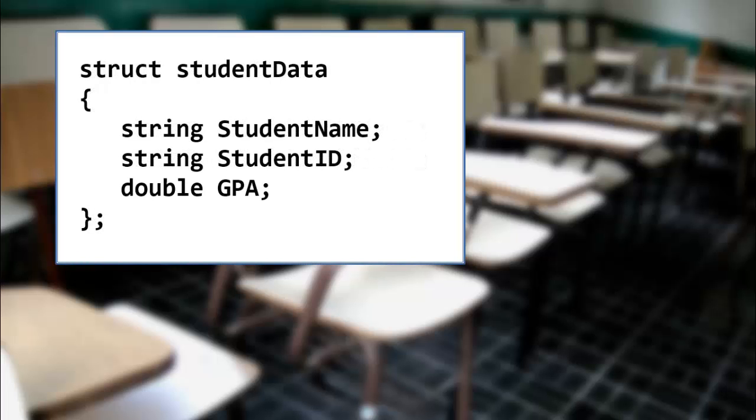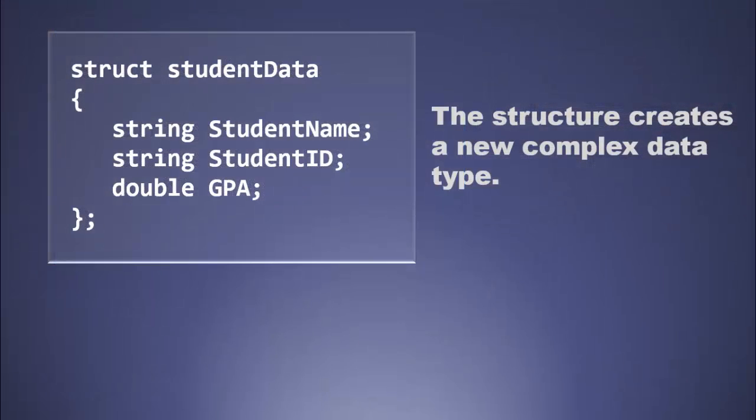So here's an example of the idea being implemented. We have a new data type called student data. The members of that new data type are simple types that we already recognize. We have two strings, student name and student ID, and a double that contains the student's GPA. Once we have declared that in our program, and most often we would declare this in the global scope, so that all of our functions recognize the new data type.